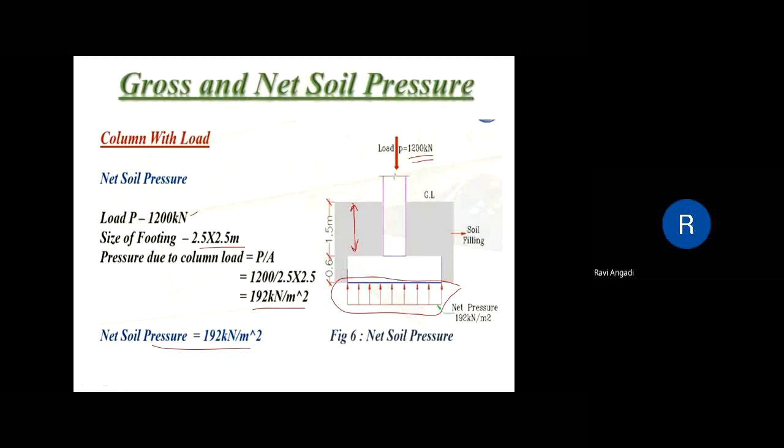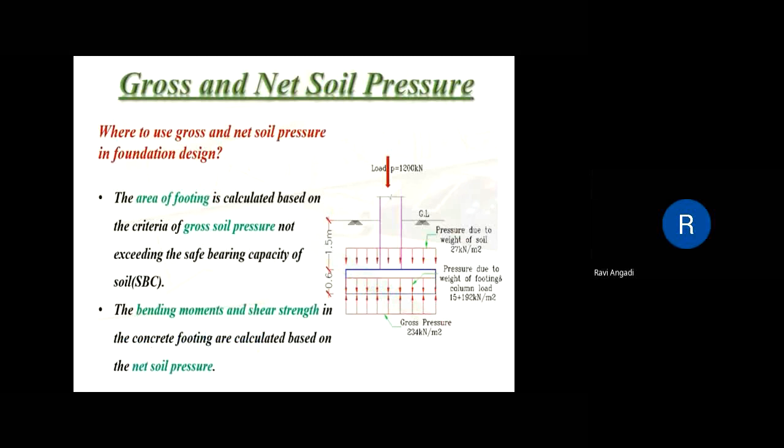I have not included. Only I have taken the load coming on the column, that is live load, divided by the area of the footing. That gives you the net pressure. Coming to where to use gross and net soil pressures in foundation design, where you need to utilize those two values in foundation design.